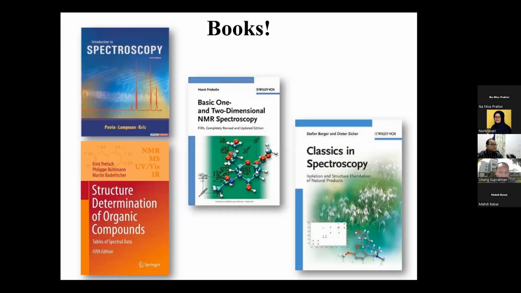Okay. So for the books, anybody who wants to learn NMR, I recommend this book by Pavia. It's really informative. If you need the tables for all of your compounds, proton, carbon, and so on, you can find this book, Structure Determination of Organic Compounds, originally in German, but already translated. I have one copy of that. I have 3 books for this. By Wiley, Basic One- and Two-Dimensional NMR Spectroscopy, you can have this one also, and a classic in spectroscopy.